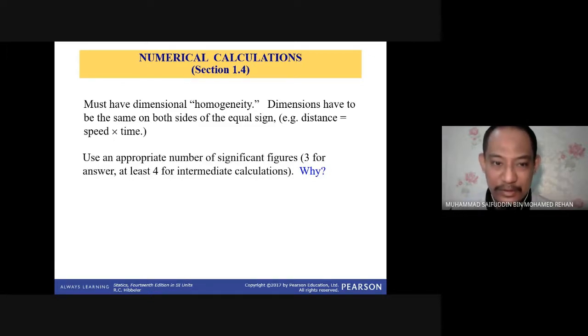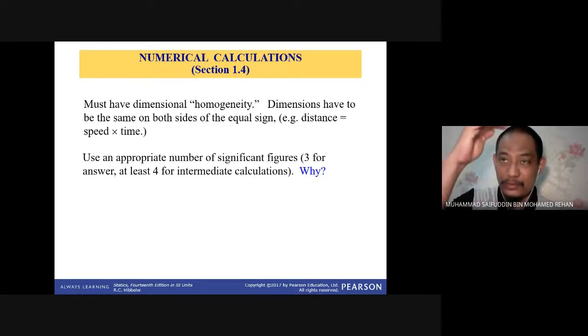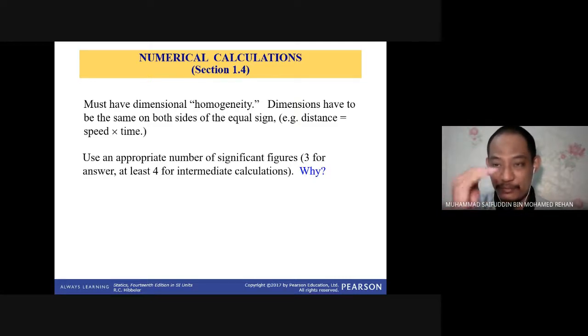Now, in terms of the number itself, there's a question here, right? Here it says use an appropriate number of significant figures. I hope you understand what significant figure means. 3 for answer, at least 4 for intermediate calculation, meaning that if you are doing a long calculation, throughout here, at least use 4 significant figures. When we say at least, meaning more is better, right? 4, 5, 6, right? But you cannot have less than 4. Do you understand why?